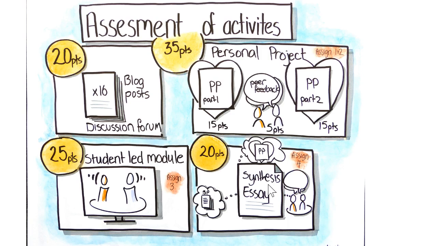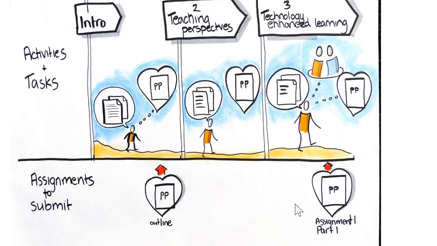The 4th and last task is a synthesis essay, where we bring together all of the learnings that we have accumulated from our reading and blog posts, from our individual project, and from our student-led module, and any feedback that we have received along our way. So all of this adds up to 100 points possible total, which is converted to a possible total of 15 points for the overall course. Let's break that down into the student journey.